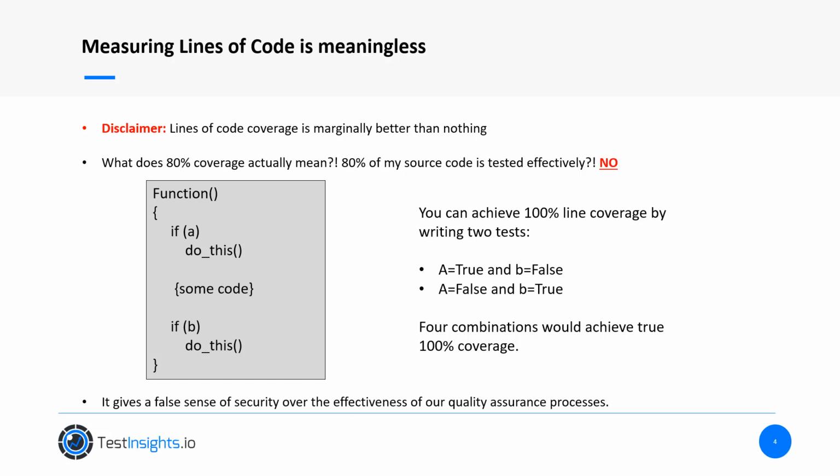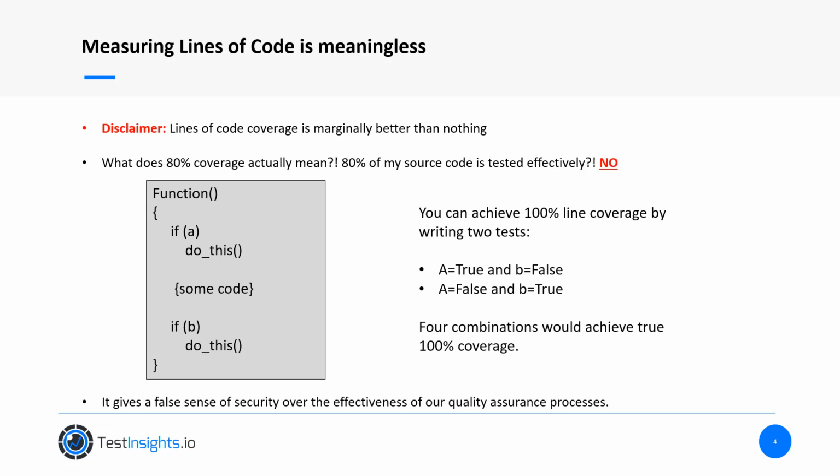So let's dig a little bit deeper into that 80% coverage metric we spoke about before. Does this mean 80% of my source code is tested effectively? Well, no, it actually doesn't. Take, for example, the code on the left-hand side here. So we've got a condition at the top. If A, we're going to call some subroutine. There's a bunch of code in the middle. And then finally, we've got another condition. If B, we're going to call a different subroutine.